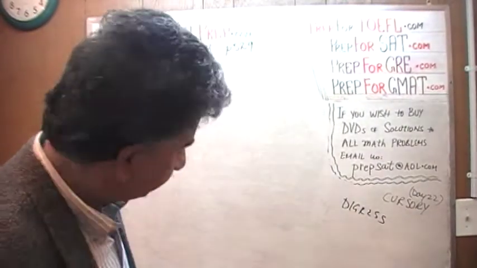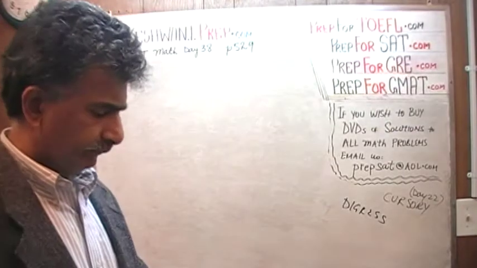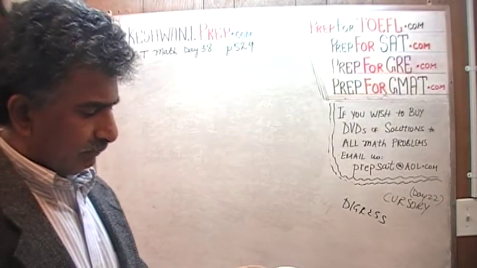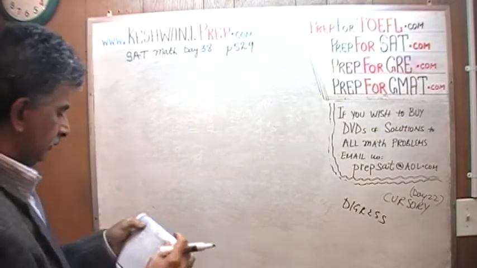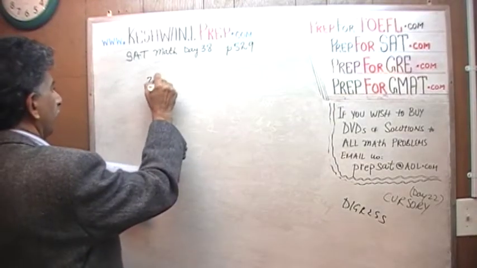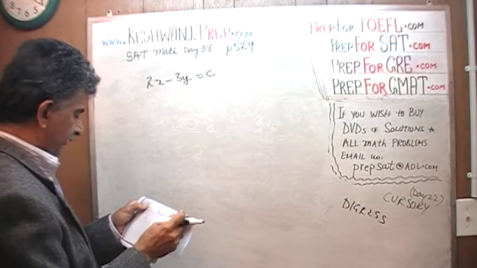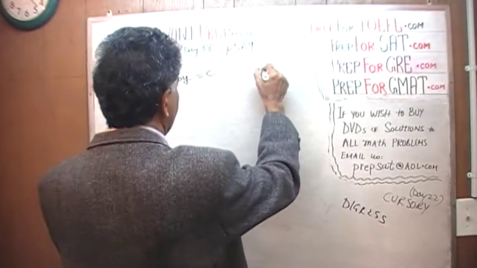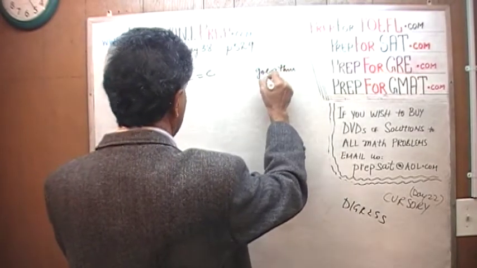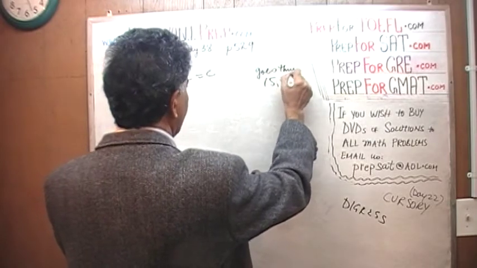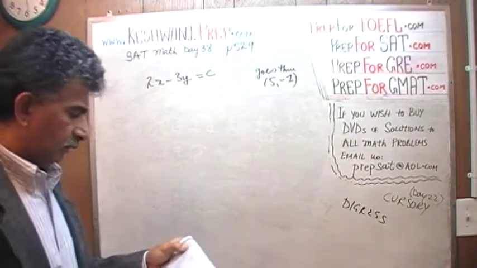In number 12, in the xy plane, the line 2x minus 3y equals c goes through the point 5 and negative 1. All right, what's the value of c?